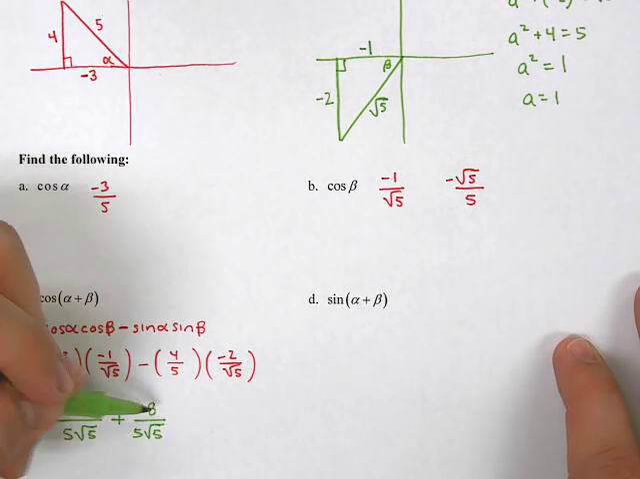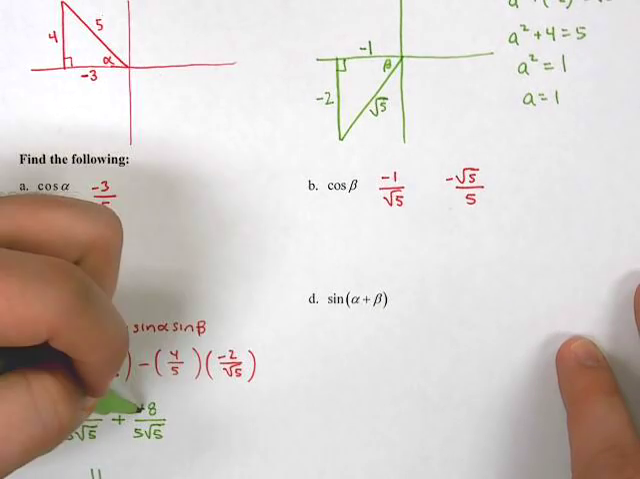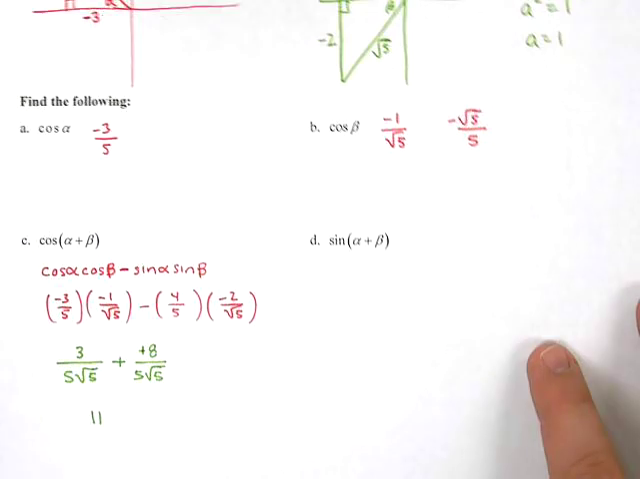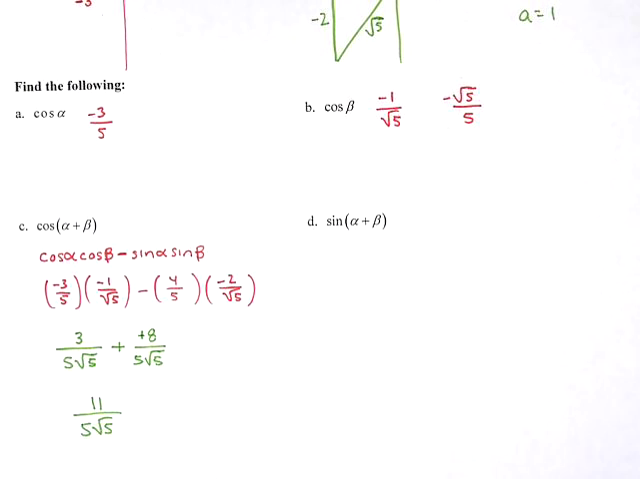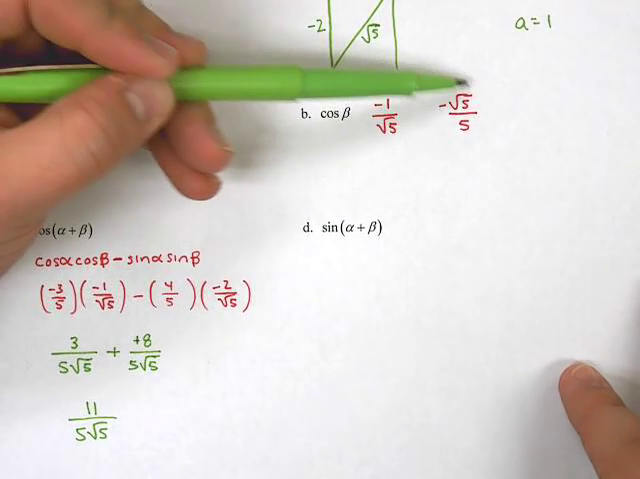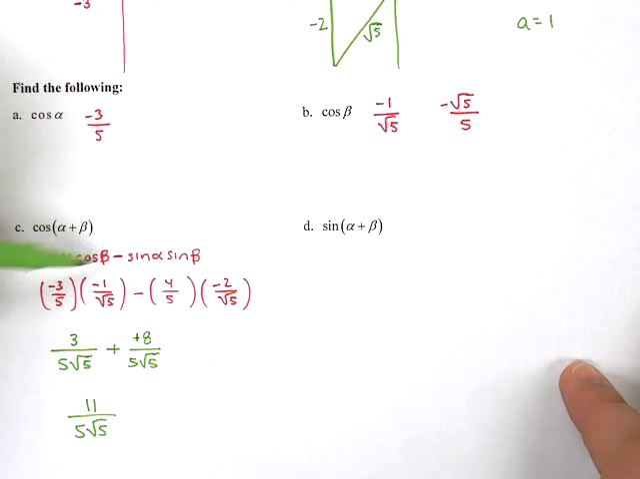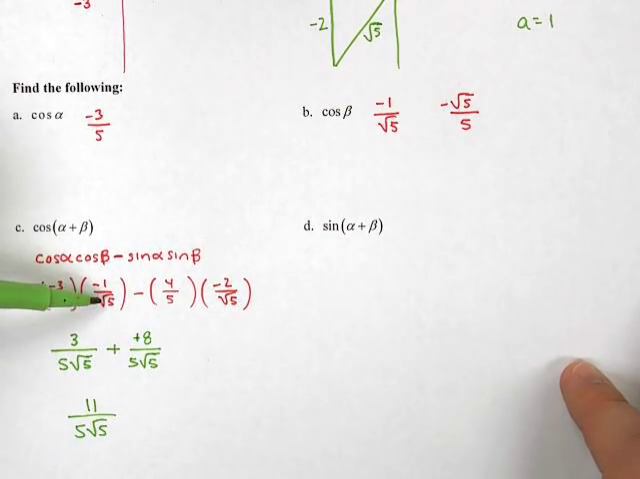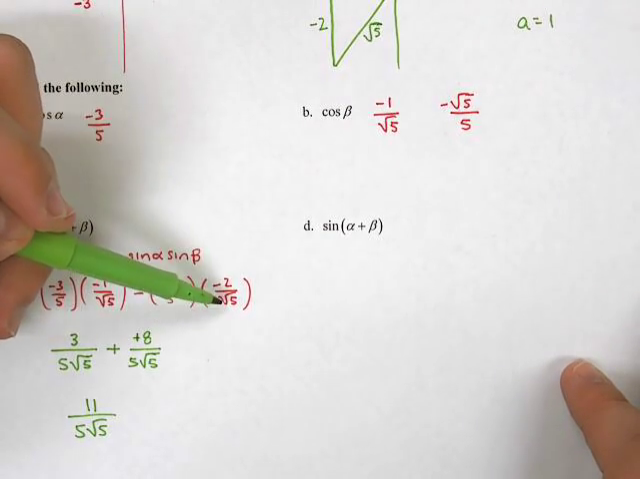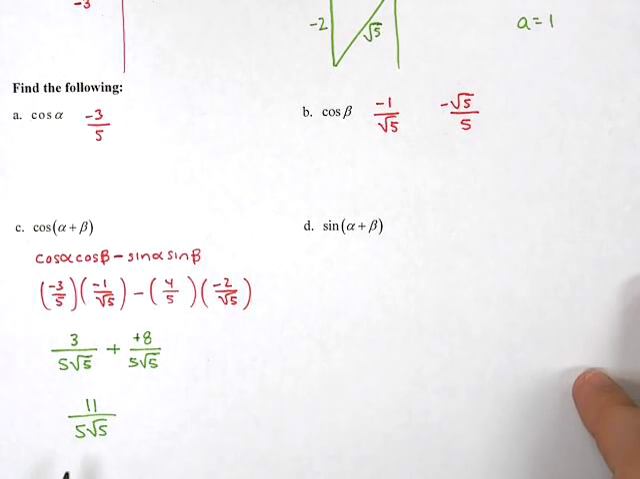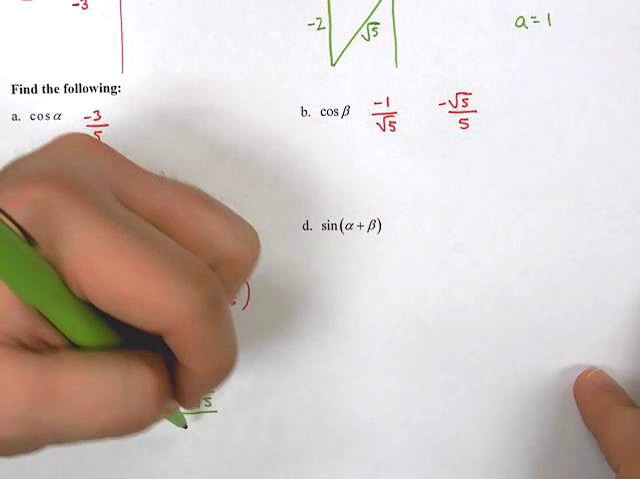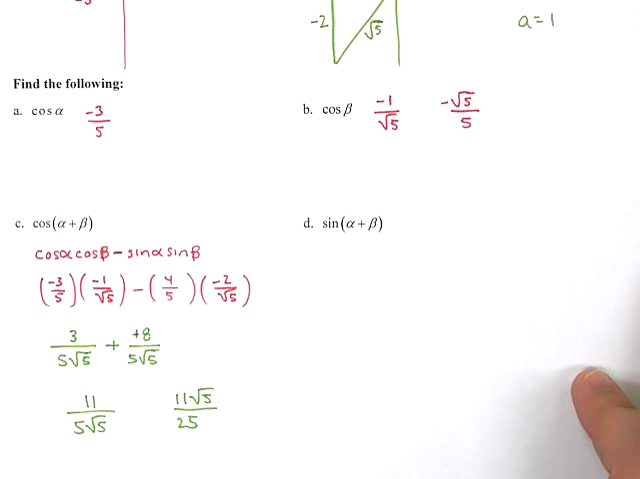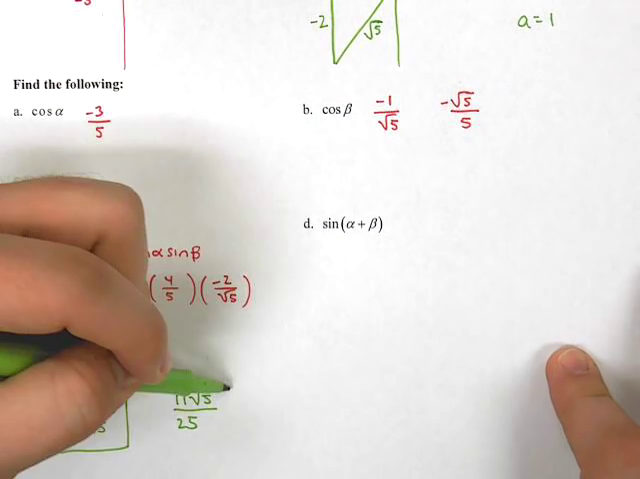So my final answer should just be 11, sorry, that's a plus, 11 over 5 root 5. Now again, I'm cool with this answer. If you used the rationalized value, if you used the negative root 5 over 5, it would have changed things around a little bit. This would have been negative root 5 over 5. This would have been negative 2 root 5 over 5. And you would have ended up getting what we would get now if we rationalize this denominator, which is 11 root 5 over 25.